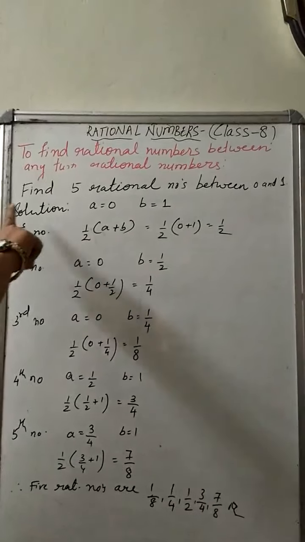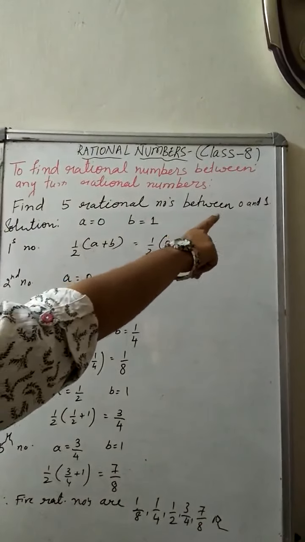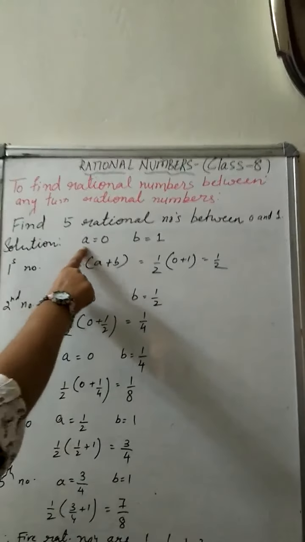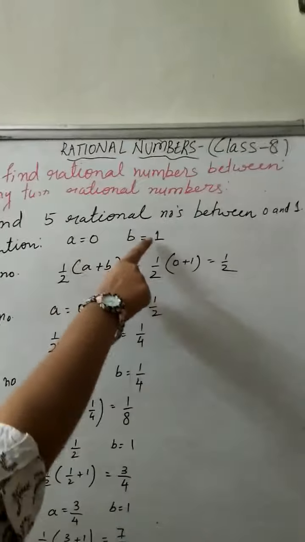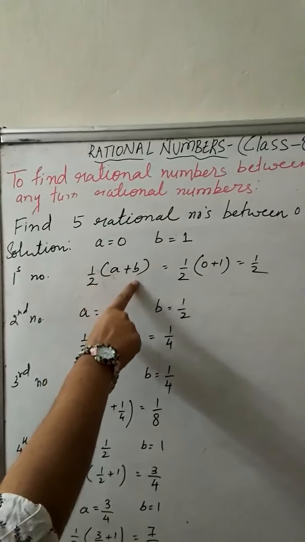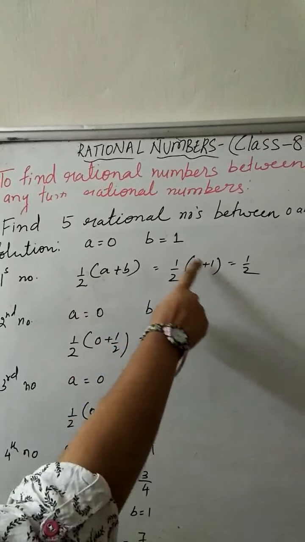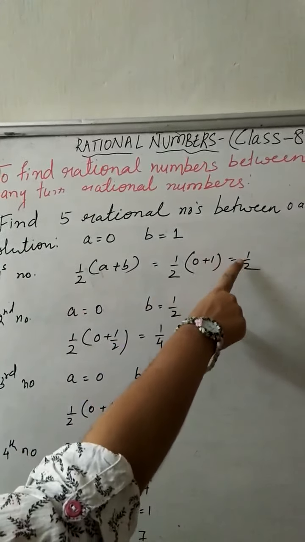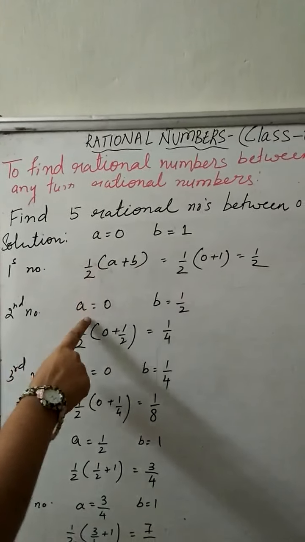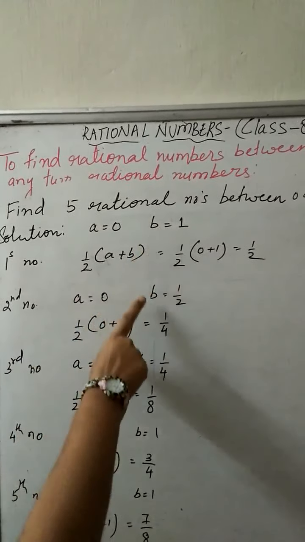The question is, find 5 rational numbers between 0 and 1. So you have to take A equal to 0 and B equal to 1, and our formula is half A plus B. So put the values of A and B and solve it. You will get the first rational number, that is 1 by 2. Now we will fix A. Let us keep the value of A as 0 and change the value of B.